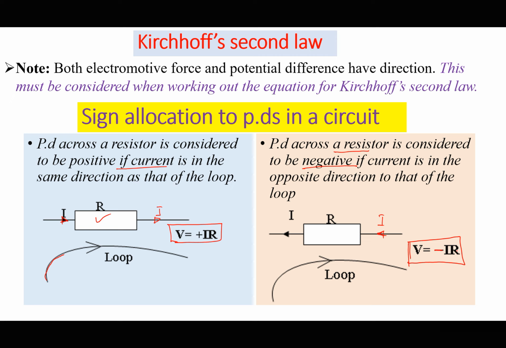If the current is in the same direction as the loop, the PD is going to be considered negative. This is a sign convention, or a sign allocation. And if the current is in the opposite direction to that of the loop, or to that of the circuit movement, then the PD is going to be considered negative. I will show this in an example.